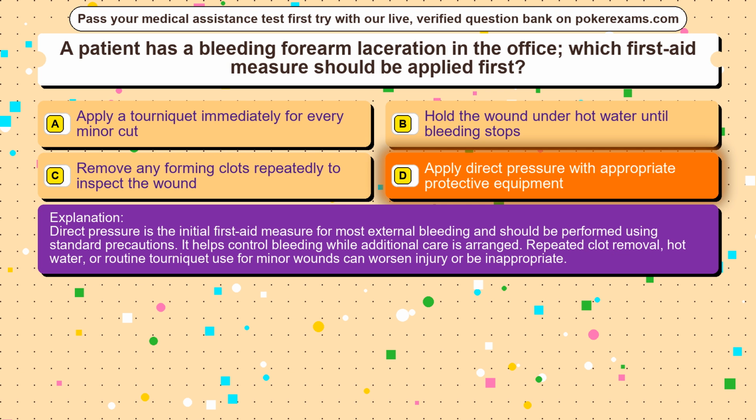It helps control bleeding while additional care is arranged. Repeated clot removal, hot water, or routine tourniquet use for minor wounds can worsen injury or be inappropriate.